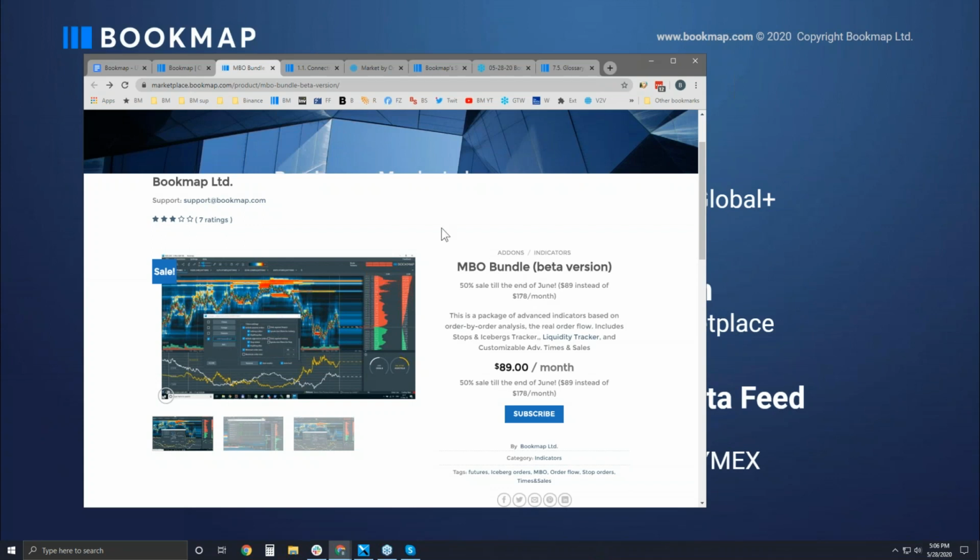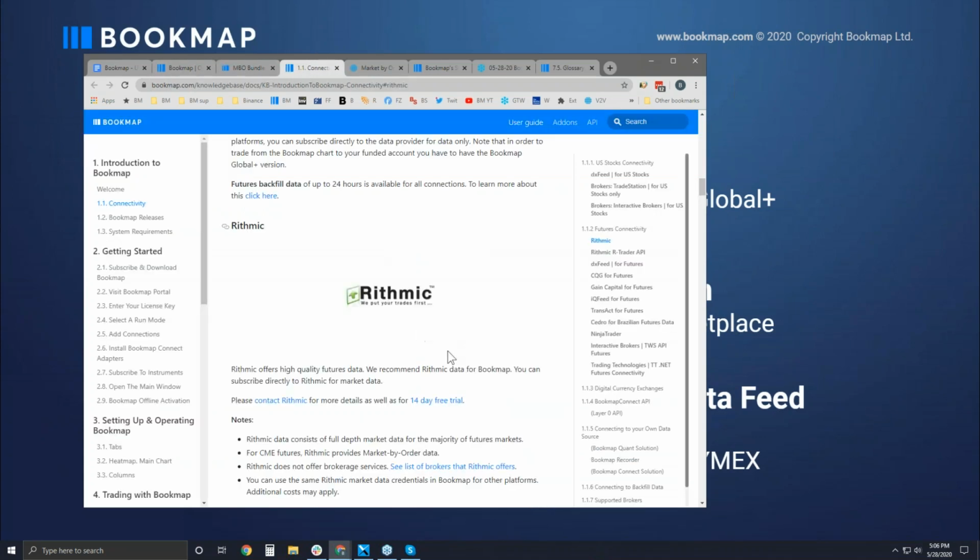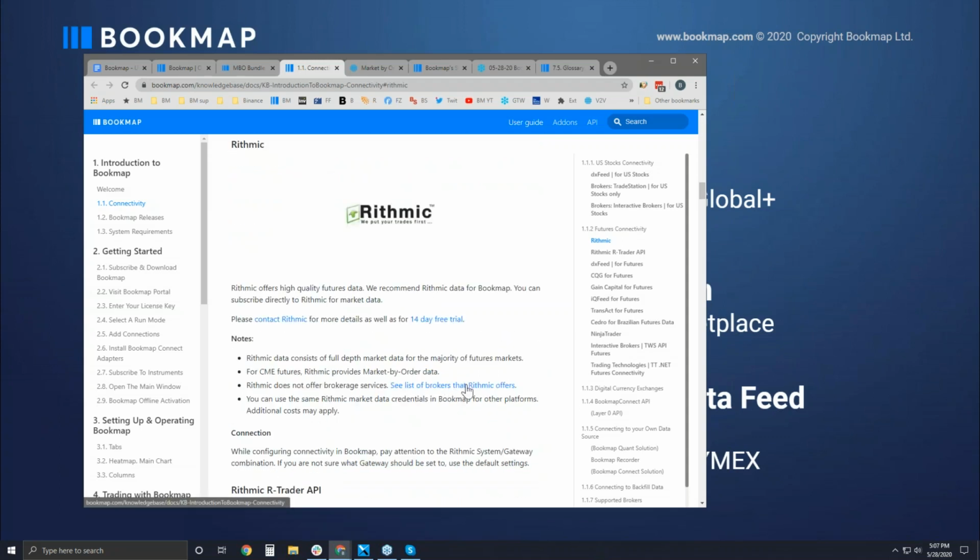Now, this MBO data is very particular. It is only with Rhythmic. I put the link in here as well. All the links are in the handout document that you have. And if you're interested in Rhythmic data, you can contact them here. There's a 14-day free trial, and there are all the different brokers here that use Rhythmic as well.